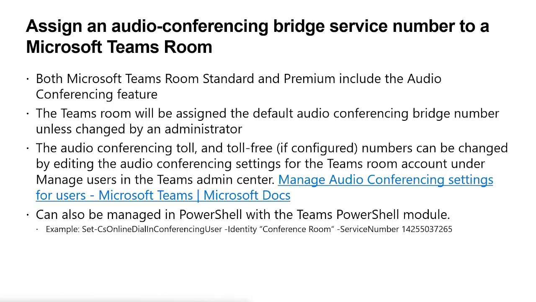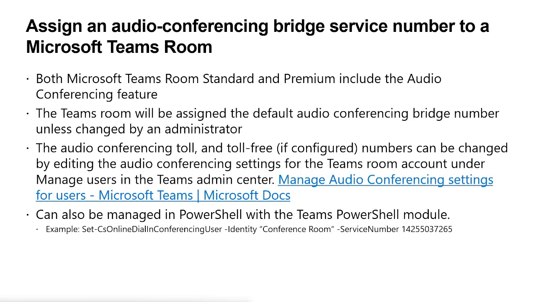However, the audio conferencing numbers can be changed very easily by editing the settings in the room account. So that's done by going into the Teams Admin Center, going into users, locating the account, and then you'll see an audio conferencing settings section at the bottom of the screen.